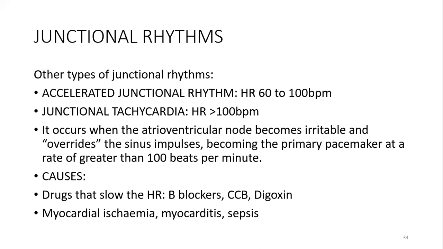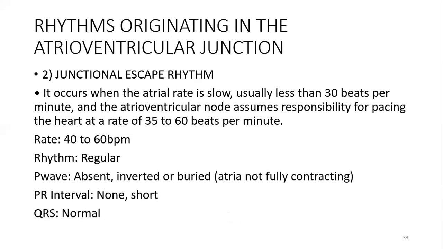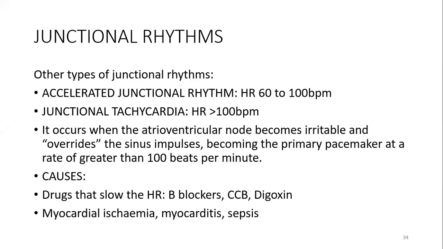In junctional tachycardia, it occurs when the AV node becomes irritable and overrides the sinus impulses, becoming a primary pacemaker at a rate of greater than 100 beats per minute. Causes: especially the junctional escape rhythm, it could occur as a result of drugs that can slow the heart rate, like beta blockers, calcium channel blockers, or digoxin. Myocardial ischemia, myocarditis, sepsis.